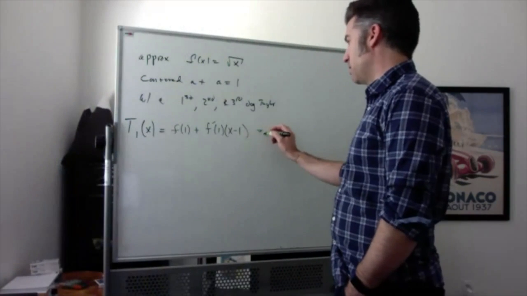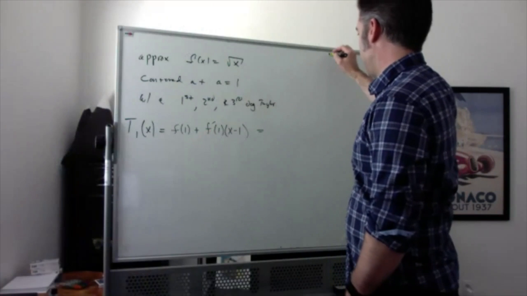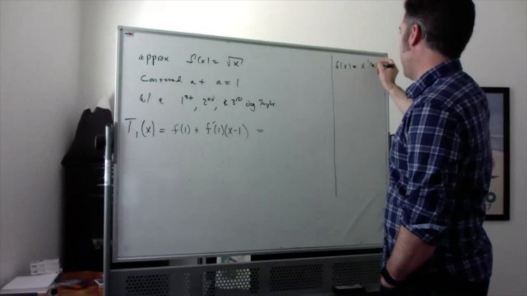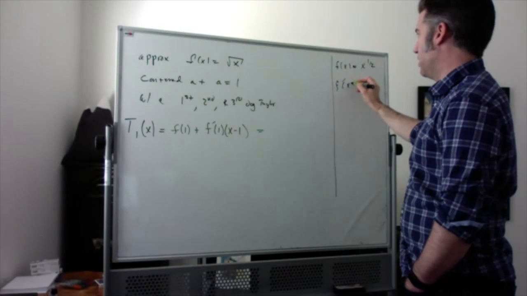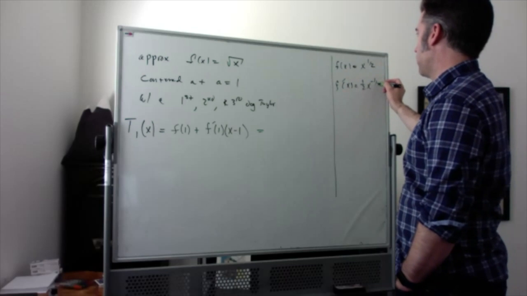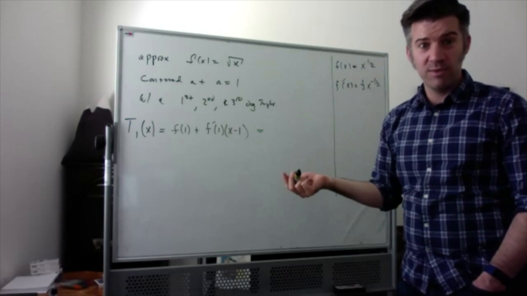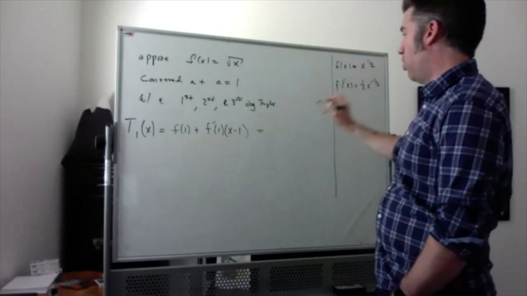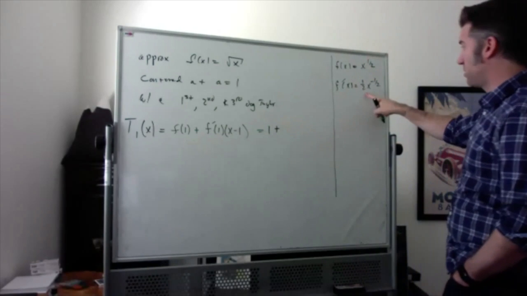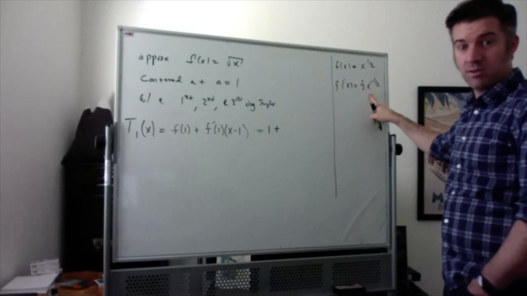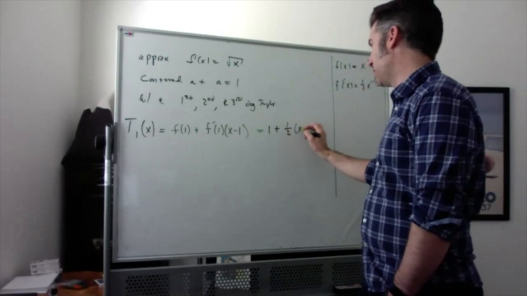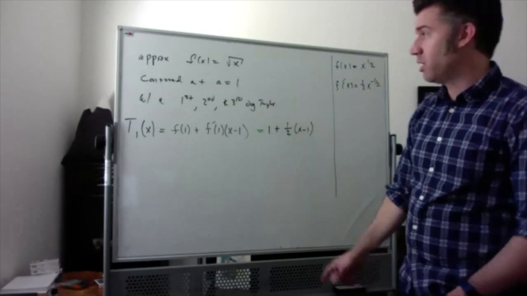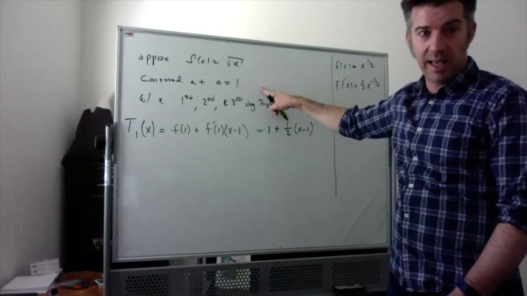So I should also find some derivatives over here. My function is x to the 1/2. My derivative is 1/2 x to the negative 1/2. Luckily, we're plugging in 1, and 1 to any power is still 1. So f of 1 is going to be 1, and f prime of 1 is going to be 1/2. So it's going to be 1/2 times x minus 1. So there's the first degree Taylor polynomial approximation of the square root of x at a equals 1.